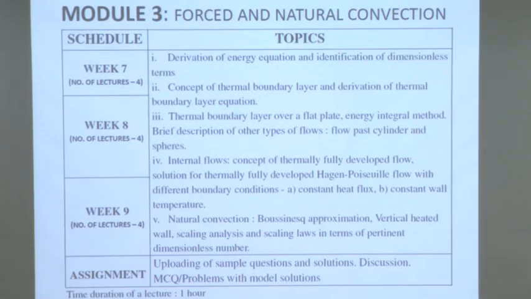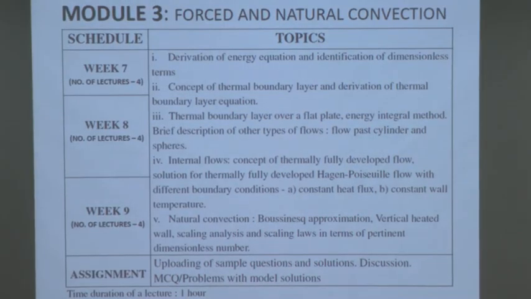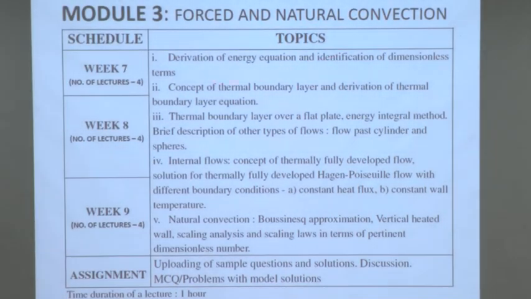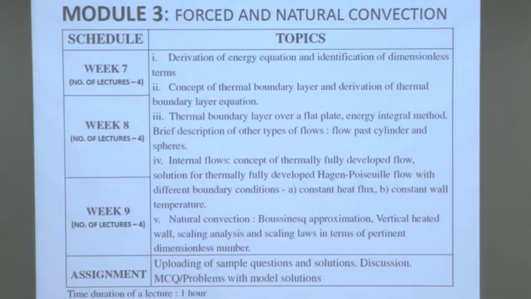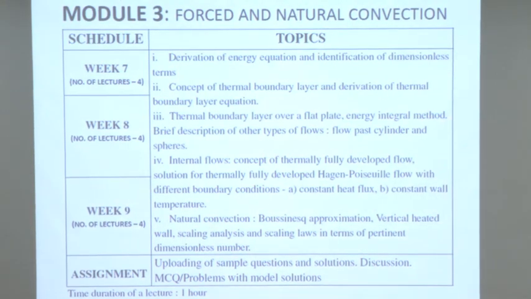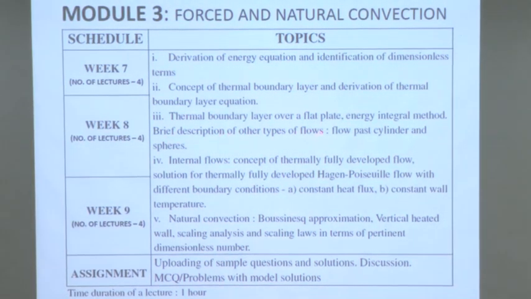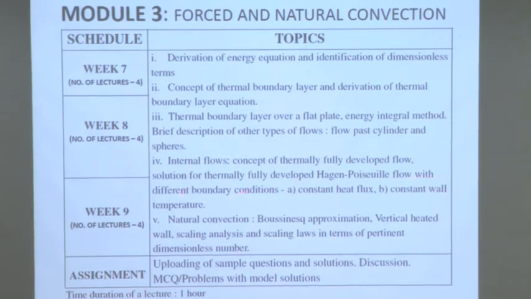Next, the third module is the continuation of convection, and there are 2 types of convection which will be told in detail afterward: forced and natural convection. Derivation of energy equation, identification of dimensionless terms. Then concept of thermal boundary layer and derivation of thermal boundary layer equation. Then thermal boundary layer over a flat plate, energy integral method, brief description of other types of flows, flow past cylinders and spheres. Internal flows, concept of thermally fully developed flow, solution for thermally fully developed Hagen-Poiseuille flow with different boundary conditions: constant heat flux, constant wall temperature.